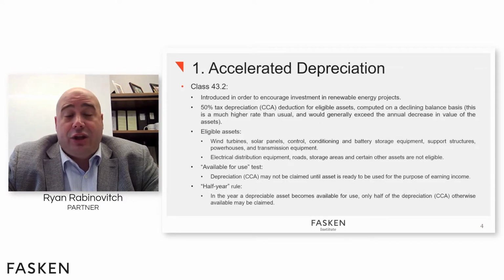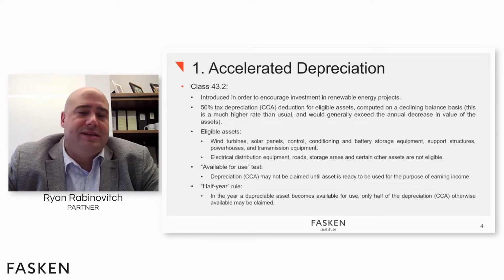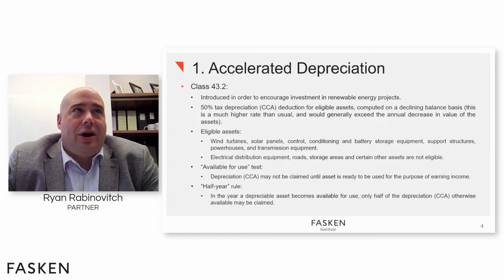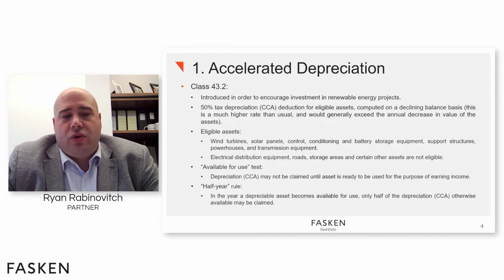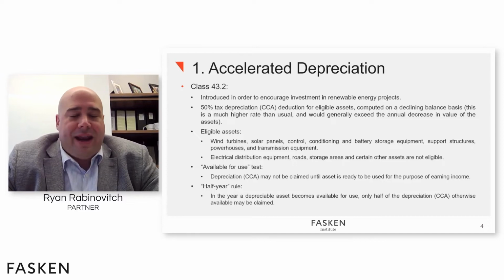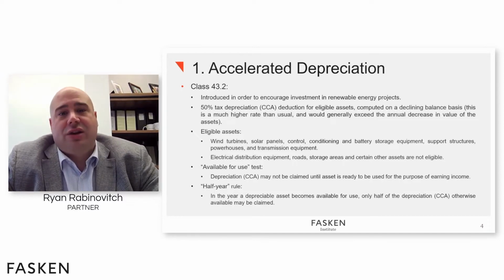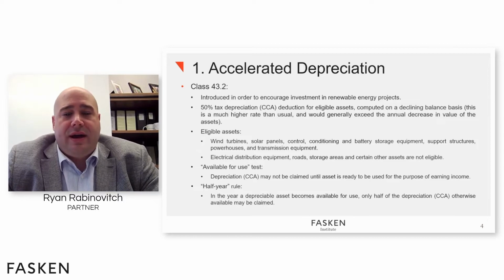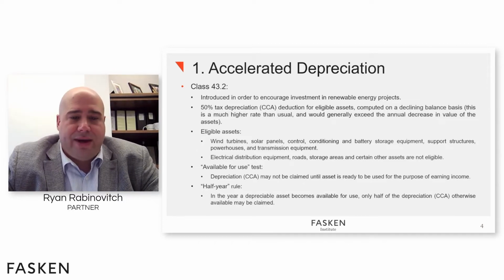And the eligible assets are mostly what you would think of as renewable energy assets: wind turbines, solar panels, control, conditioning, and battery storage equipment, support structures, houses, transmission equipment, and things of that nature. And then there are certain assets that are not necessarily geared towards renewable energy that might be used in a renewable energy project, like roads, for example. So not everything is eligible, but anything that's specialized for the production of renewable electricity, be it wind or solar, for example, is typically a class 43.2 asset.